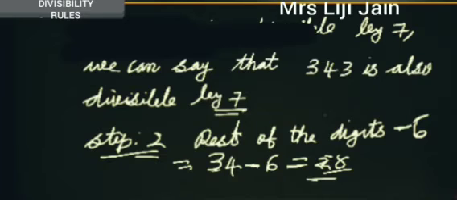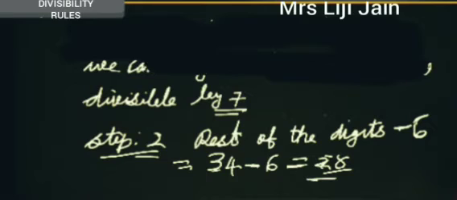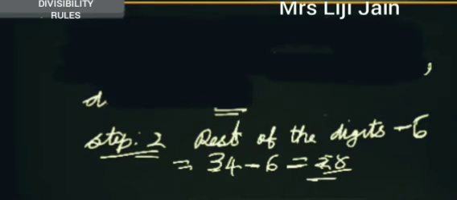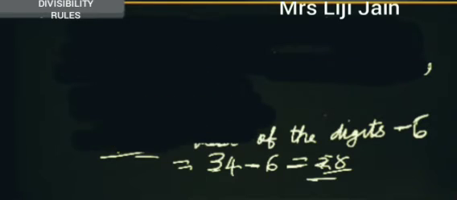What is the rule of divisibility by 7? In step 1, we have to find out last digit into 2, and that product has to be subtracted from the rest of the digits. And if the answer is either 0 or divisible by 7, we can say that the given number is also divisible by 7. Okay, let's try one more example.